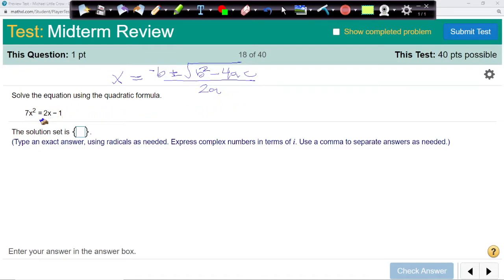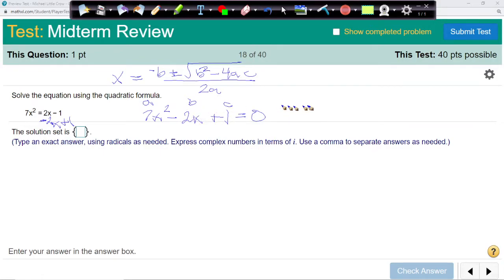So we're going to subtract 2x and add 1. Moving it to the other side, you get 7x squared minus 2x plus 1. Notice when they move to the other side, their signs change. And a is 7, b is negative 2, and c is 1. Then we put that in this formula, and that'll allow us to get the exact answer.